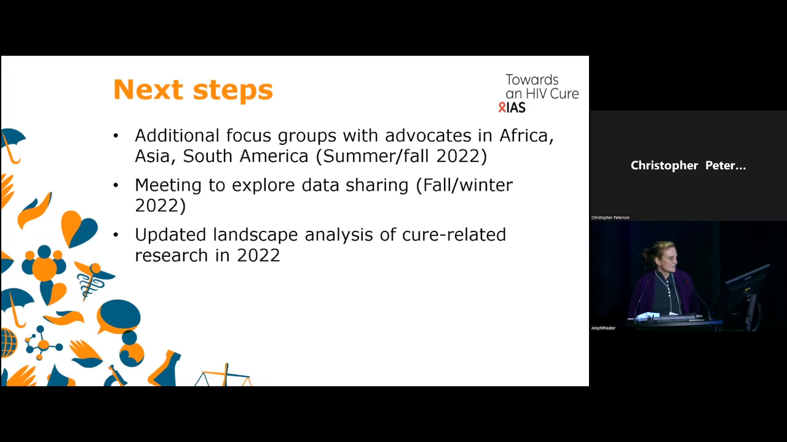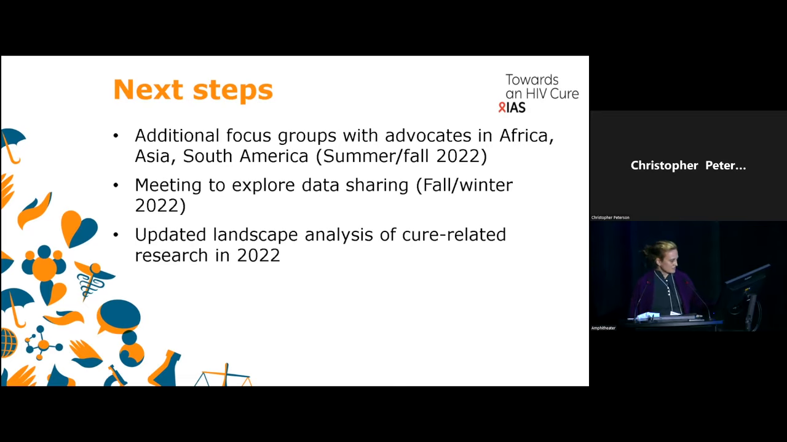So the next steps on the focus group is to convene additional focus groups with advocates from Africa, Asia, and South America, which will be happening this summer and fall, as well as a meeting to explore data sharing and ways to build some infrastructure to support those collaborations, as well as an updated landscape analysis of cure-related research in 2022, which will take place this fall.